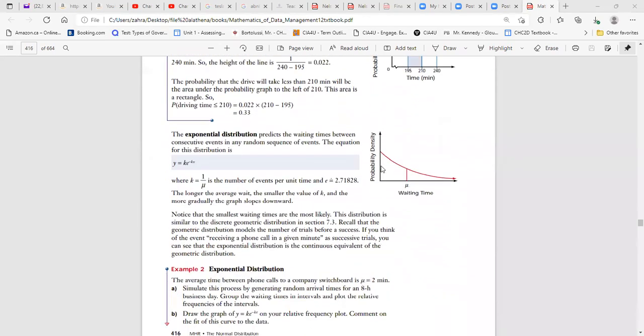So we have the exponential distribution, y equals k e to the power negative kx, where k is 1 over mu, and mu is your waiting time.